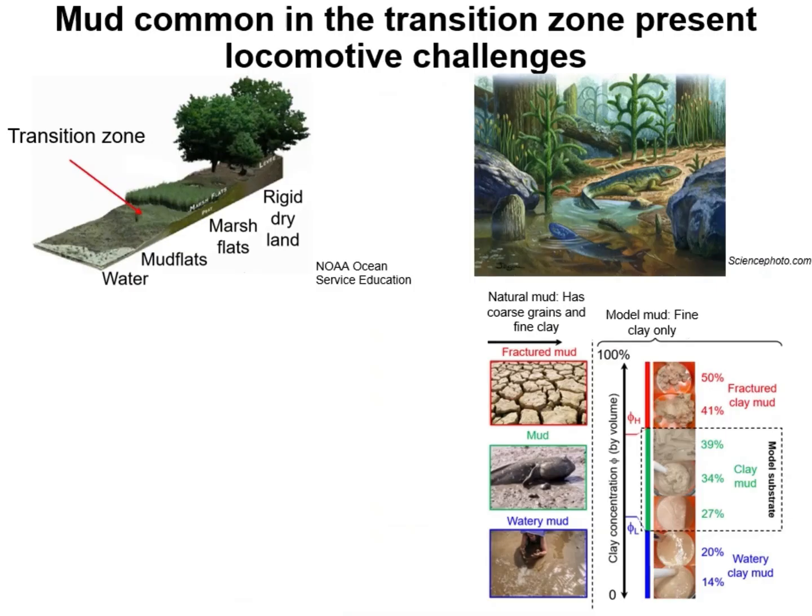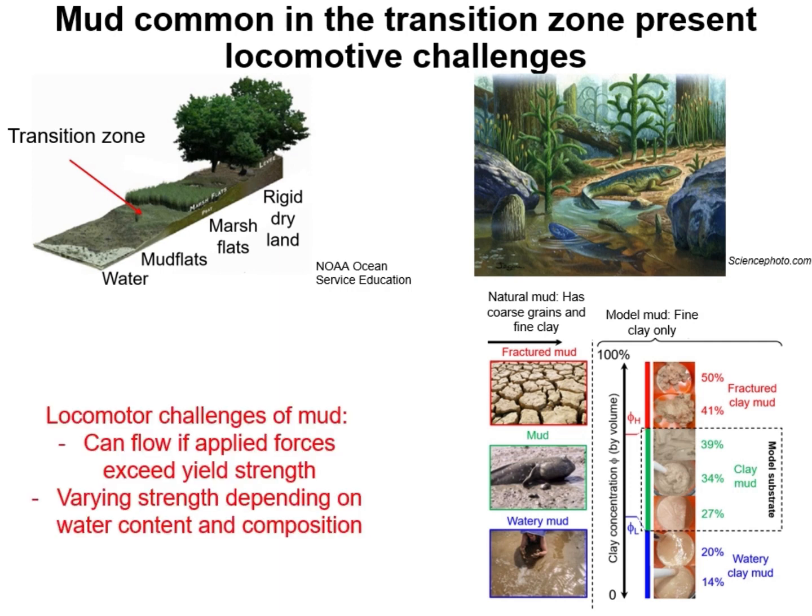As Divya explained in the previous talk, mud is common in the transition zone at the land-water interface, both in the present and the past, but we still have a limited understanding of how fish move on mud. Now, mud can be characterized as a wet deformable substrate, and so it has unique properties, primarily that it can flow like a fluid if the forces applied to it exceed its yield strength.